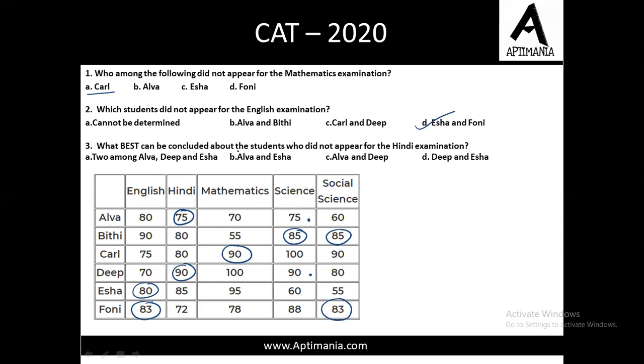What best can be concluded about the student who did not appear for Hindi examination? Now see, Hindi के लिए we are sure that the answer is A and D. But if the question is who missed Hindi and science examination, then we cannot tell the answer. There is a confusion between A and D. But हिंदी तो A और D दोनों ने मिस किया है. The correct answer to this question is option C, that is A and D. Moving to the next part of the questions.